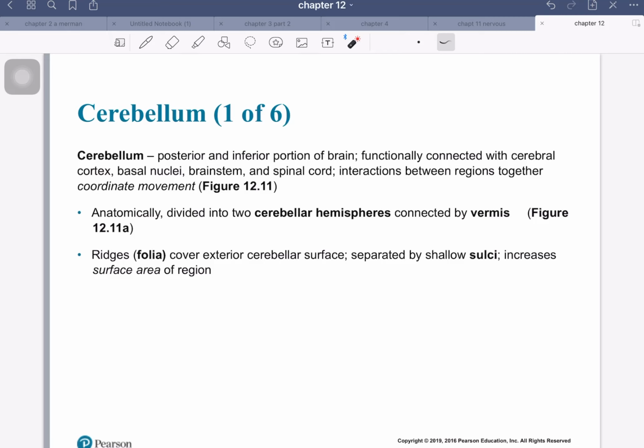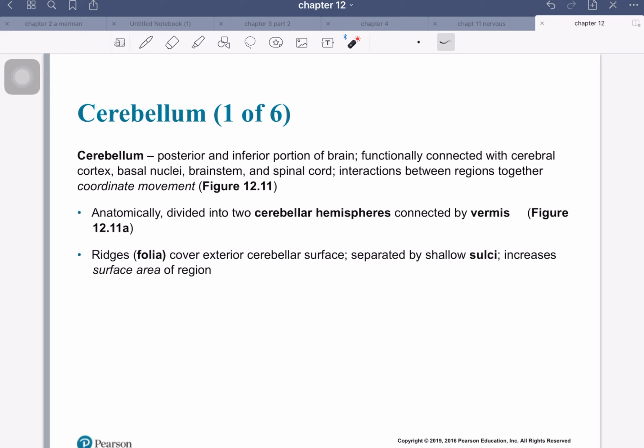In this video, we'll talk about the cerebellum. Now, the cerebellum is located at the posterior and inferior aspect of the brain. It is connected to the cerebral cortex, the basal nuclei, the brainstem, and the spinal cord. So a lot of information flows into the cerebellum for processing and flows out.